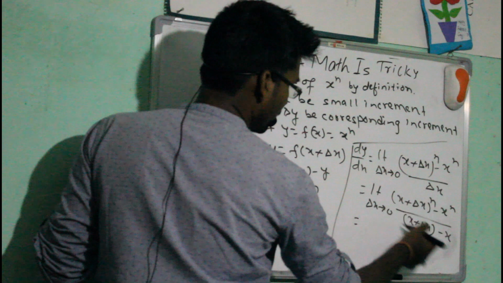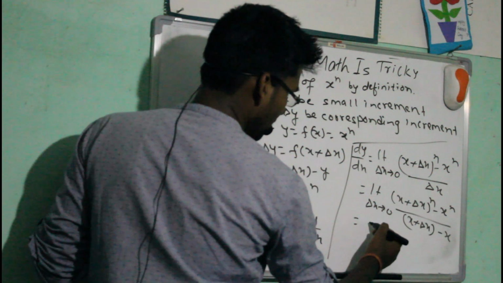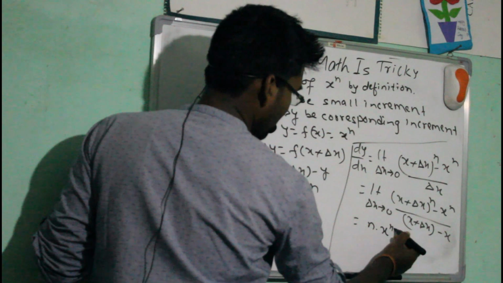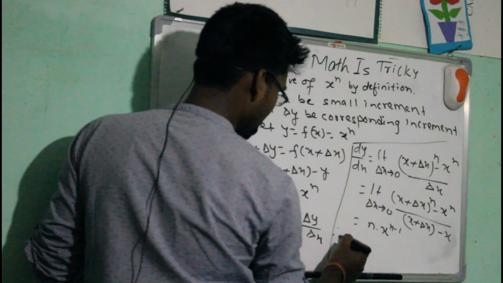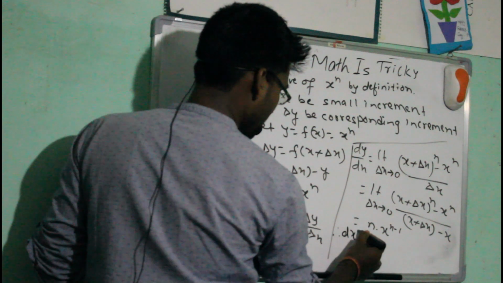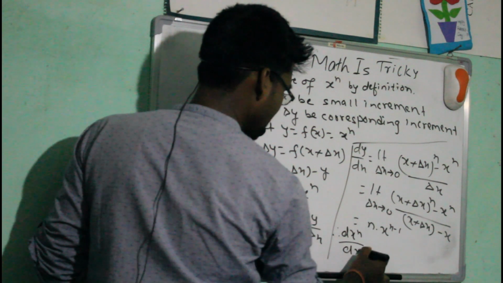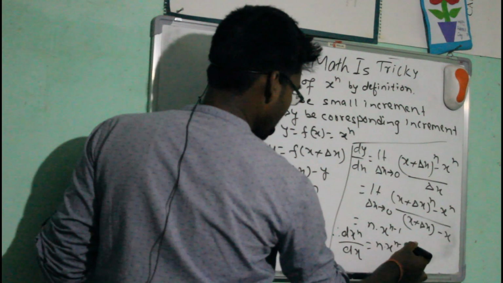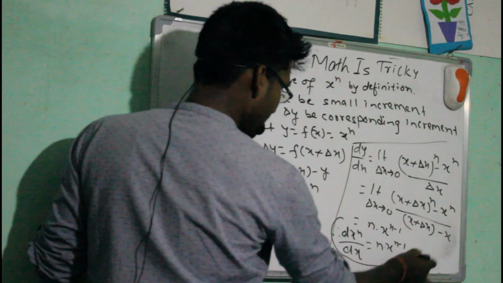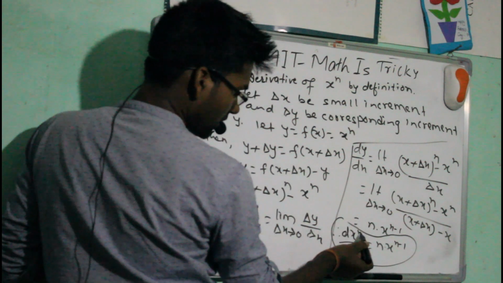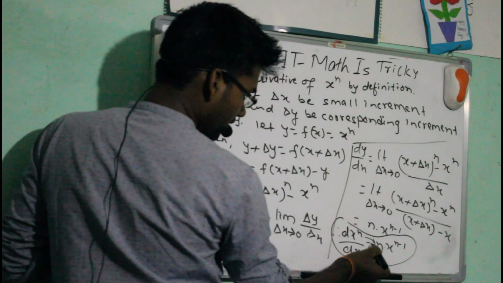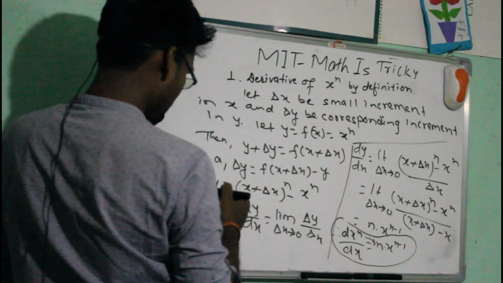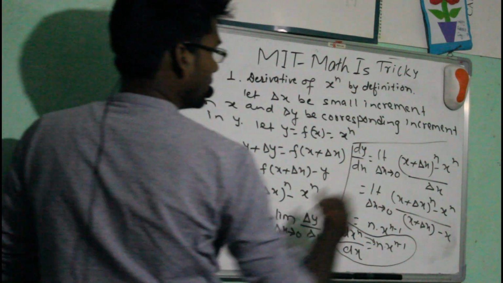So the formula for this is n x power n minus 1. That is, d of x power n by dx equals simply n times x power n minus 1. Remember what is happening here: the power comes to the front, and the power decreases by 1. Okay, this is the solution.